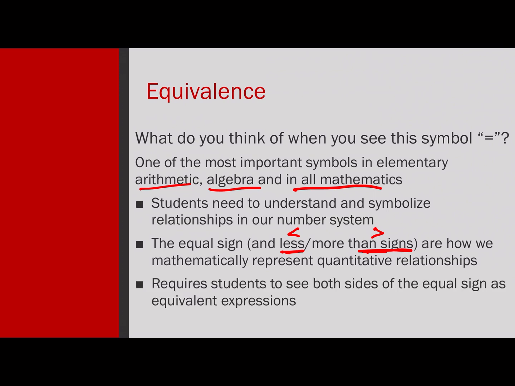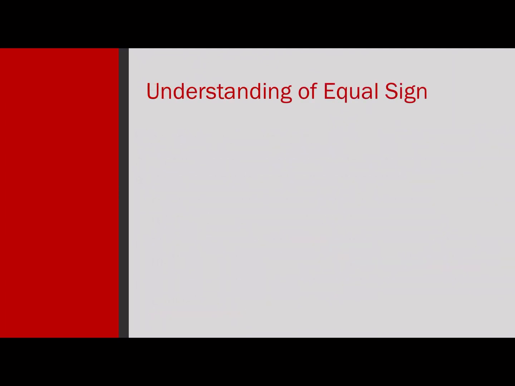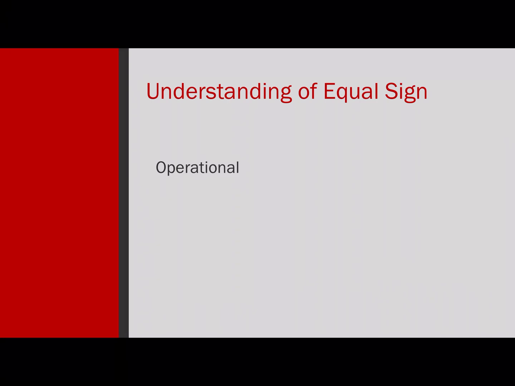It requires them to see both sides of the equal sign. That flexibility is important for them to see the whole thing, not just a right-to-left or left-to-right type of operation. Equivalent expressions are seen as the same. That is the understanding of the equal sign.